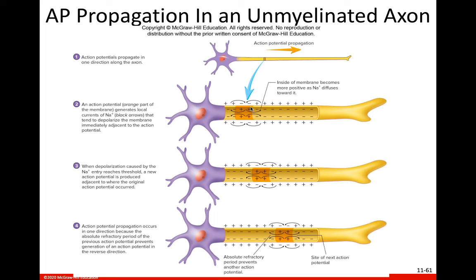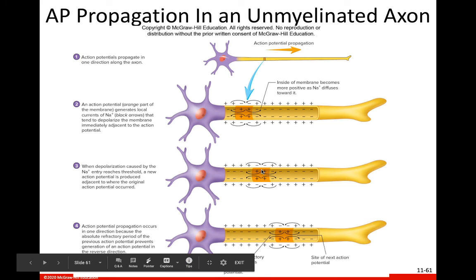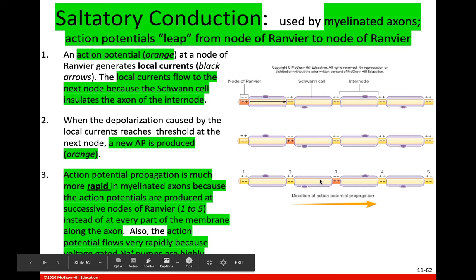So here we see it. Again, the orange is the action potential. So the action potential here stimulates one here, and then here, and then here. Again, we can't go back here because this is in that absolute refractory period. So it can't go back this direction. It has to go this direction. Again, like dominoes falling all the way down the axon.